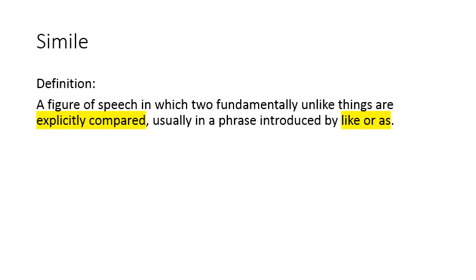One of the simplest forms of description using a language device is the simile. A simile is a figure of speech or language device in which two fundamentally unlike things are explicitly compared, usually in a phrase introduced by like or as. The key thing here is explicitly compared. You are actually saying that this thing is like another thing.